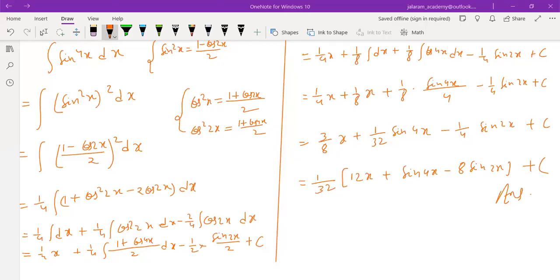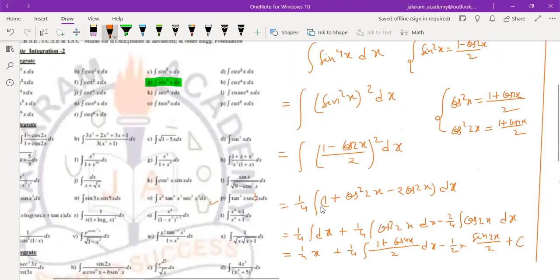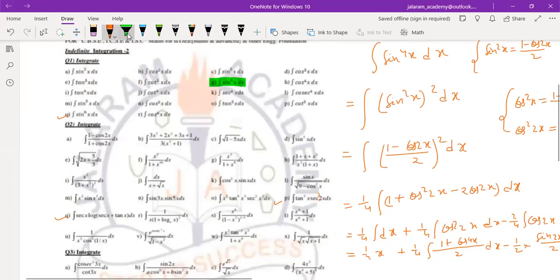Similarly, you can solve the next one. Question number H, cos to the power 4x integration. The same method will be used to solve integration of cos to the power 4x dx. First we write cos square x whole square. It becomes 1 plus cos 2x upon 2 whole square. And then we solve tan to the power 4x.